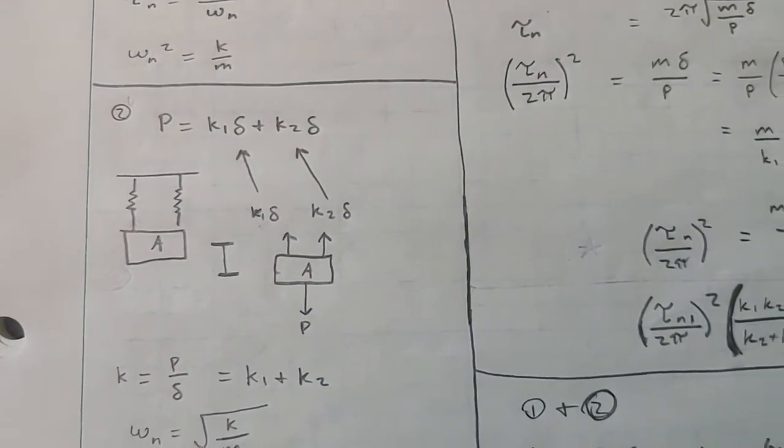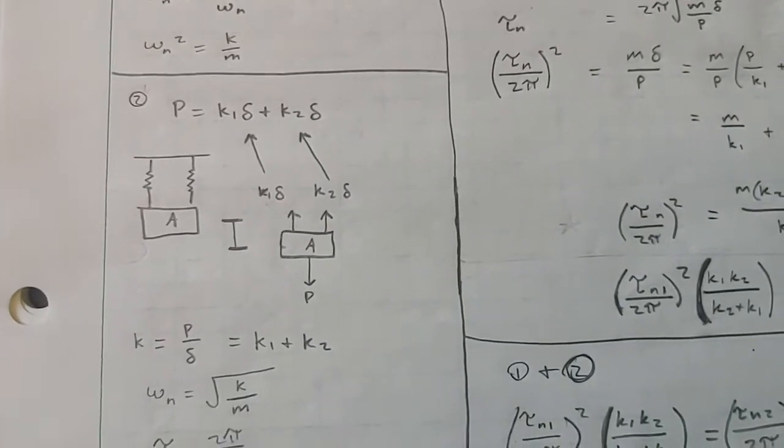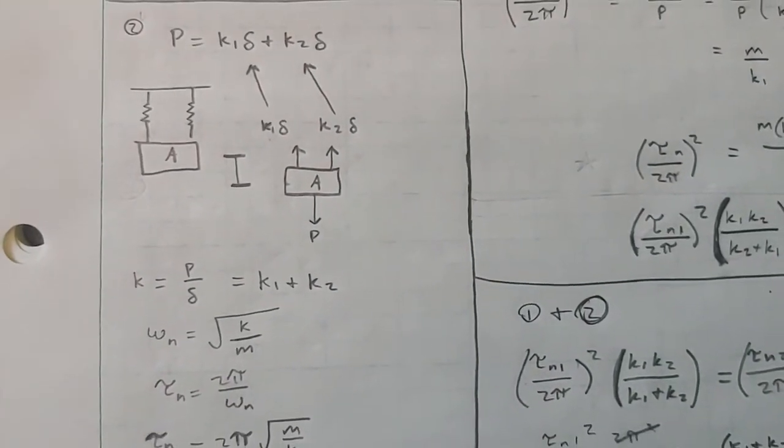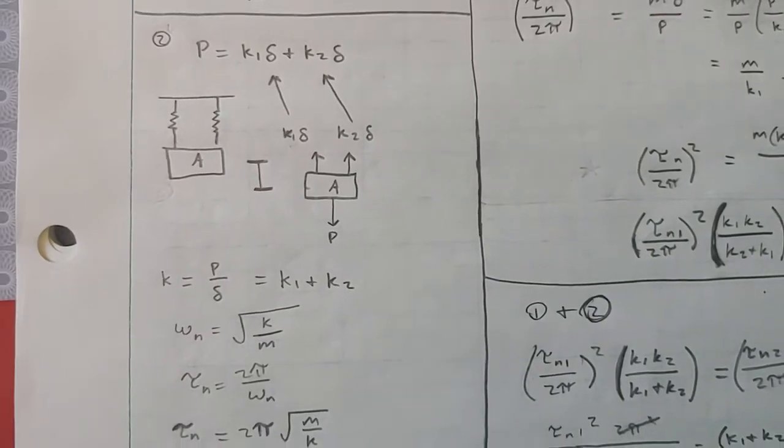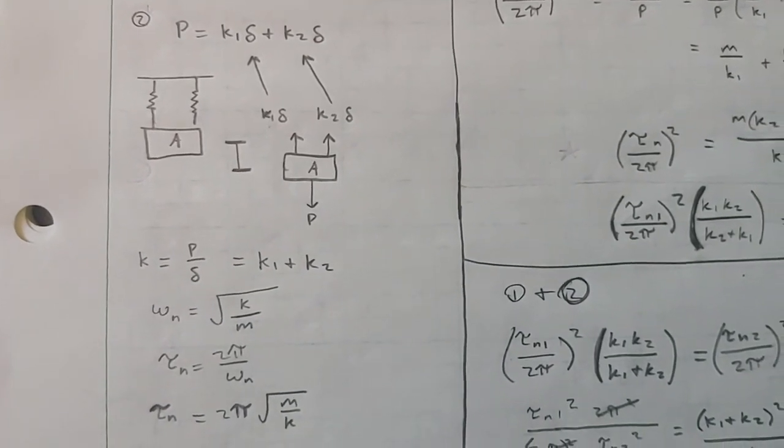So we have our K equals P over delta equals K1 plus K2. Our natural angular velocity is equal to the square root of K over m. Tn equals 2 pi over omega n.